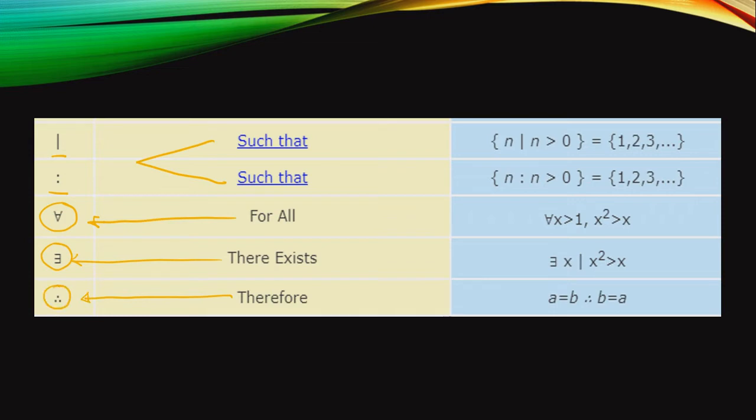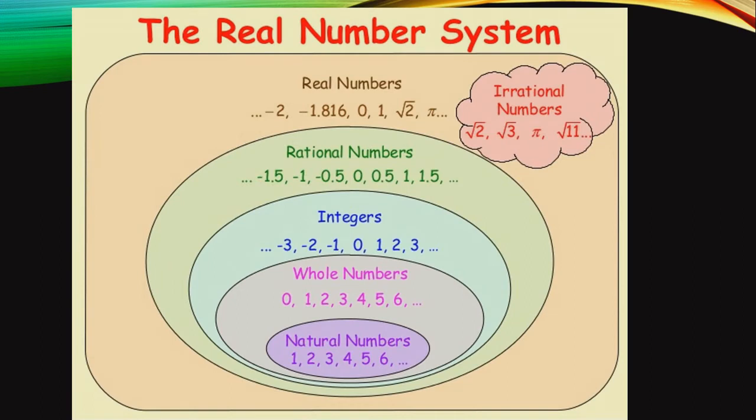So, the real number system. We also need to know the symbols used in the real number system. But before that, let me discuss to you what a real number is. A real number is a number in the set containing all the rational numbers and all the irrational numbers. So there are 5 subsets of real numbers.